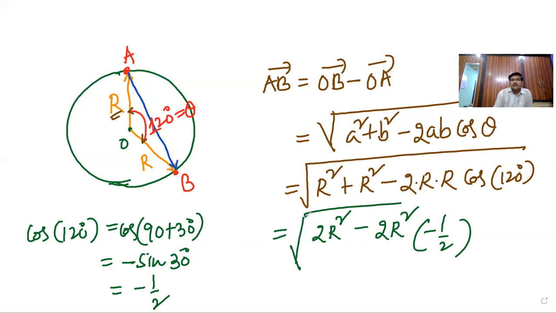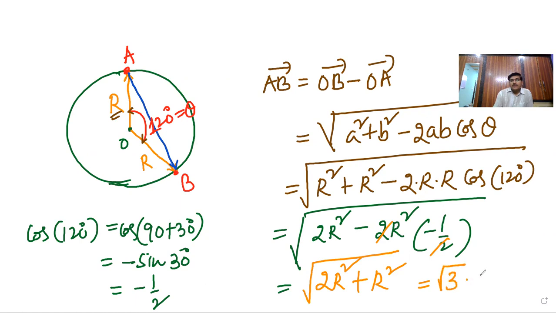So here on simplification, cos of 90 plus theta is minus sin theta. So 2R square minus into minus plus, this 2 goes, R square. This is root 3 into R. On simplification, the displacement AB is root 3 into R.